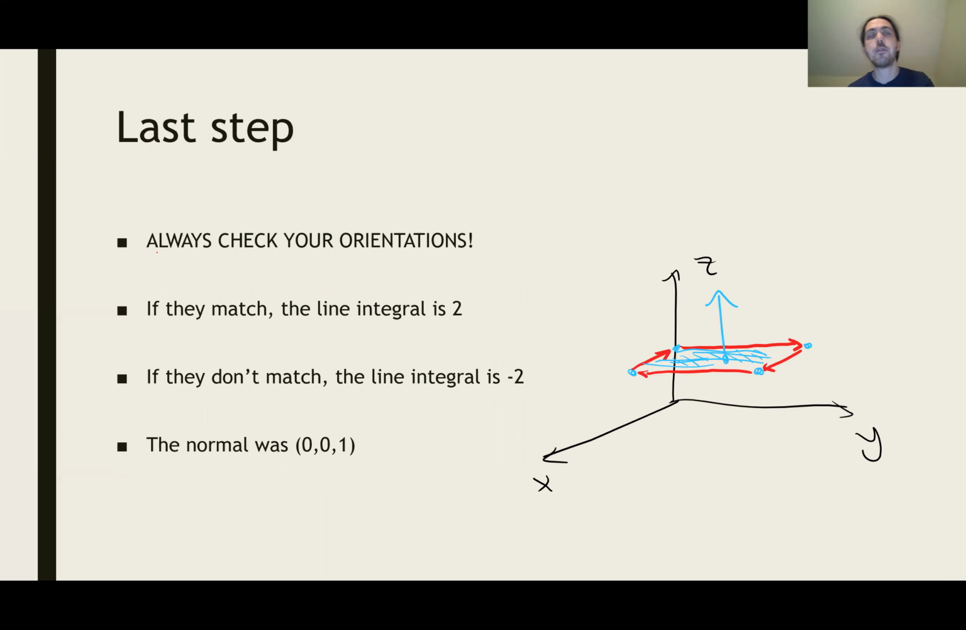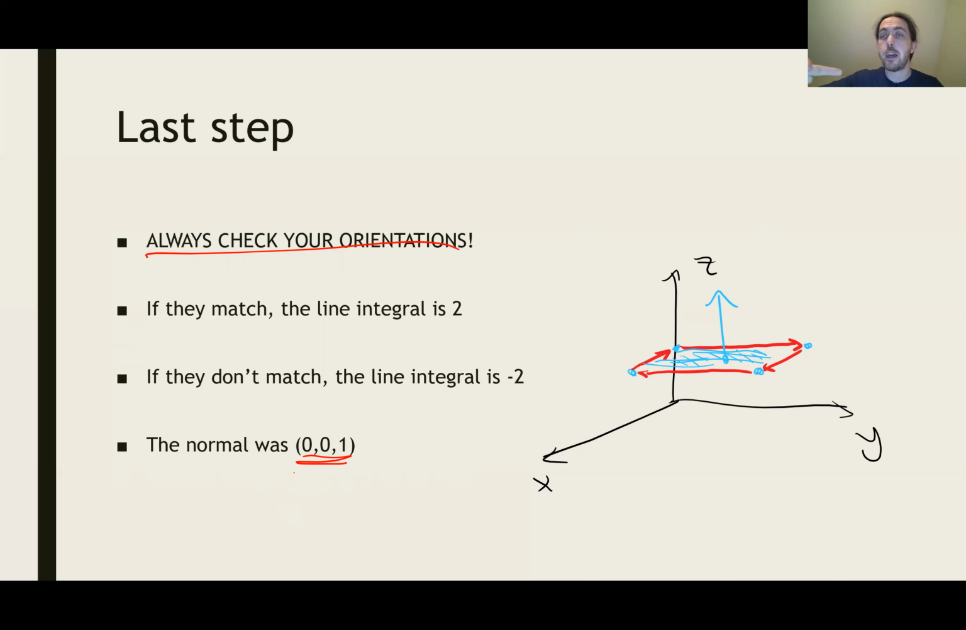But then we have to check orientation at the end of the day to make sure that we didn't mess up the orientation. If they matched orientation, then the line integral is going to be 2. And if they don't match, the line integral is going to be minus 2. In this case, we're walking in this direction around the outside boundary, going from point to point to point. And our normal that we calculated, tu cross tv, was the vector 0, 0, 1. And so in this case, we can check that these don't match up.